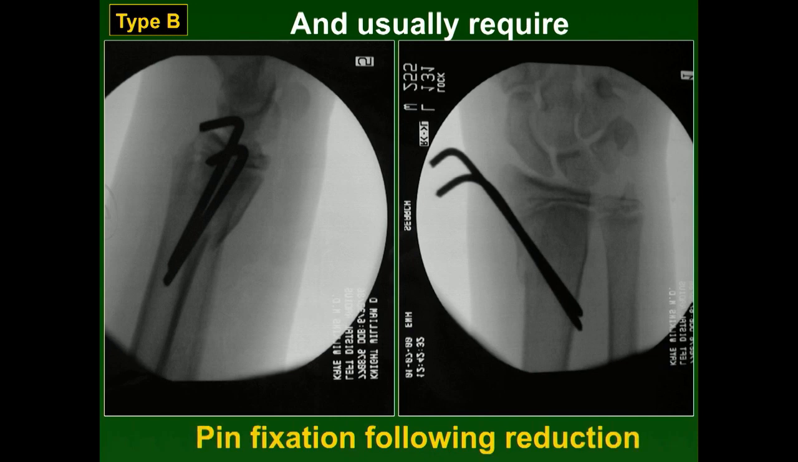So if you have a type B, then you probably ought to have a lower threshold for putting pins in there. And again, you try to avoid putting it in the physis and putting it in so that you'll hold it. Of pin fixation following reduction.